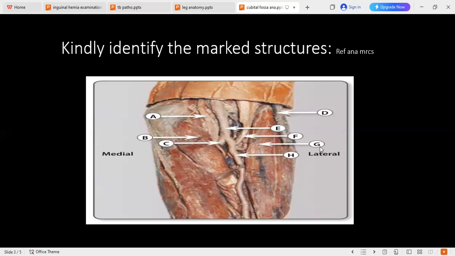Please tell me what is the function of the anconeus muscle? The anconeus is a deep muscle of the forearm. Please tell me if the ulnar nerve is medial or lateral to the ulnar artery at the wrist. The ulnar nerve is medial to the ulnar artery. At the wrist, which tendon lies lateral to the median nerve? Flexor carpi ulnaris.